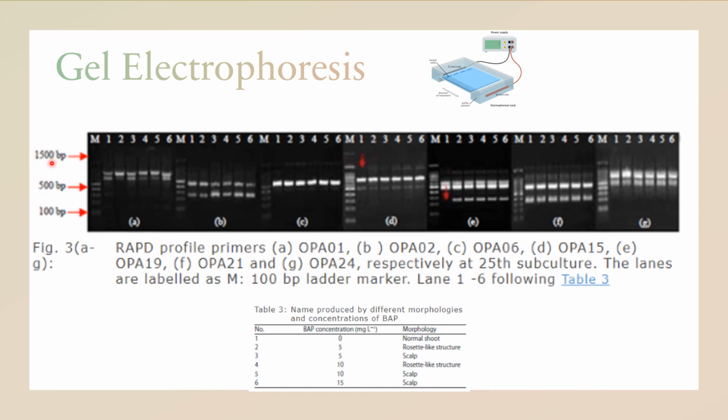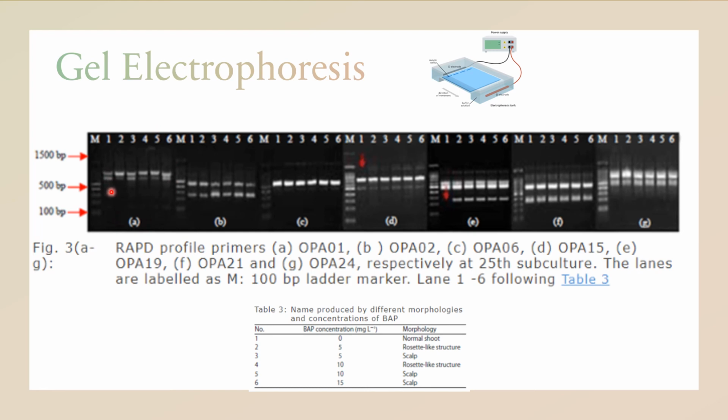Alright, so if you can see here, there is an annotation to specify the size of DNA at that specific region. The larger the DNA, the higher it is in terms of relative location compared to other DNA that are smaller, 100 bp. So 1, 2, 3, 4, 5, and 6 are just different samples based on the table right here. Sample number 1 is normal shoot, sample number 2 is the rosette-like structure, and 6 is a scalp with the 15 BAP concentration. So this one is for primer OPA01, B is for primer OPA02, C is OPA06, and so on. One primer for one gel picture because it is from one PCR reaction.